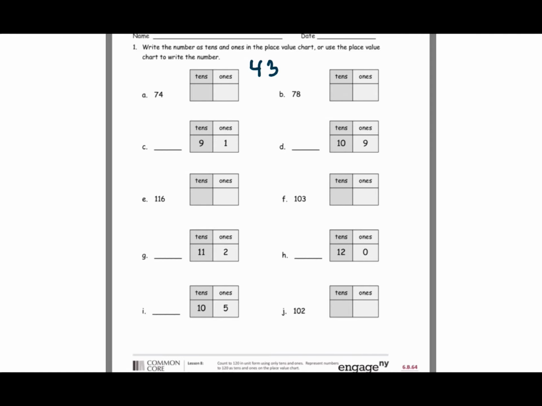So here for letter A, they have the number 74. In our place value chart, we have to write down how many tens and how many ones for the number 74. The number 74 has 7 tens and 4 ones. Okay, let's hop down to letter C. In the place value chart, I see the number with 9 tens and 1 one. So if I write it down here on the line, 9 tens and 1 one, that's 91.